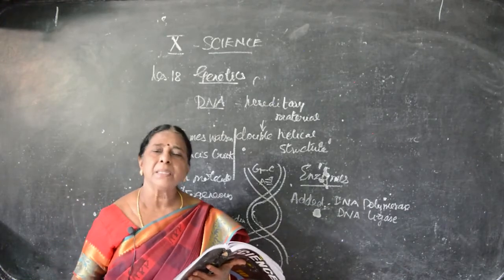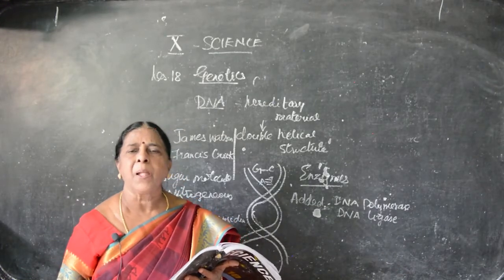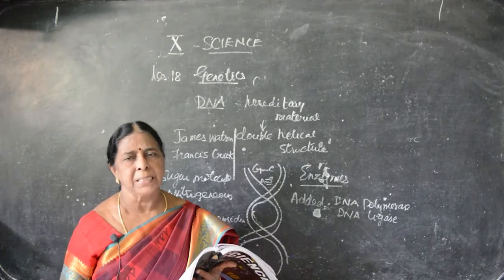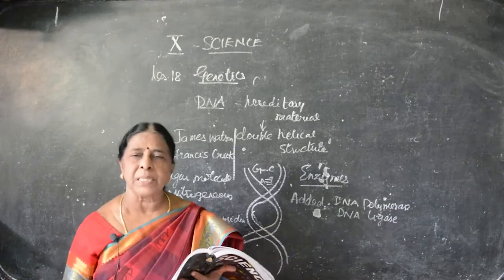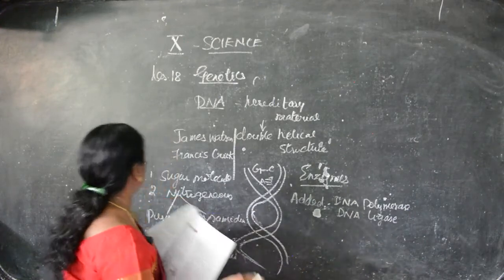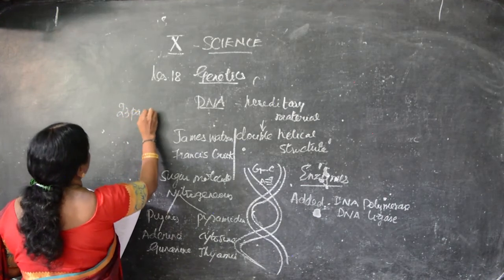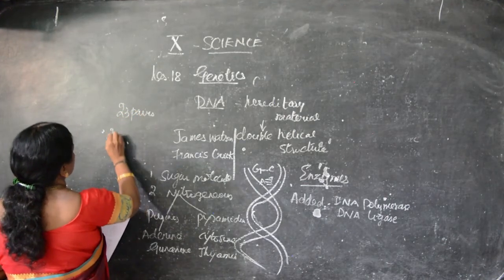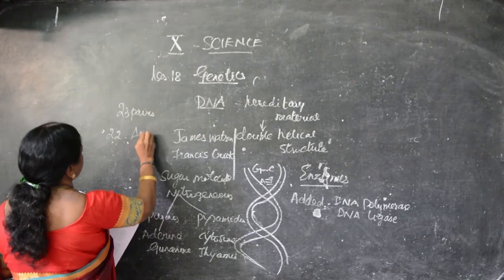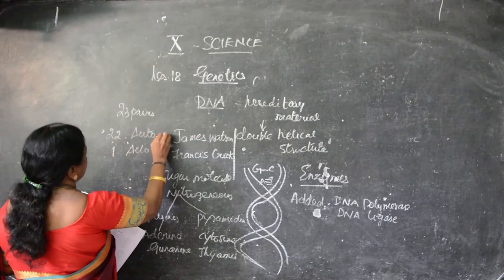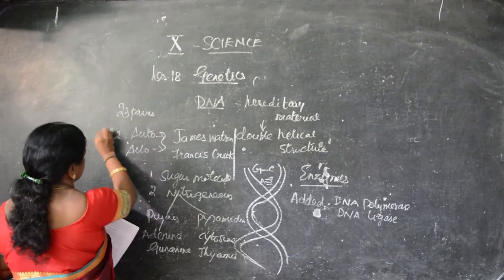Sex determination. Sex is determined not by the parentage but by the chromosomes of the parentage. I said at the very beginning, X and Y. Totally, in the human being, how many pairs of chromosomes? 23 pairs of chromosomes. Of these, 22 are autosomes, and one is the allosome which determines the sex.